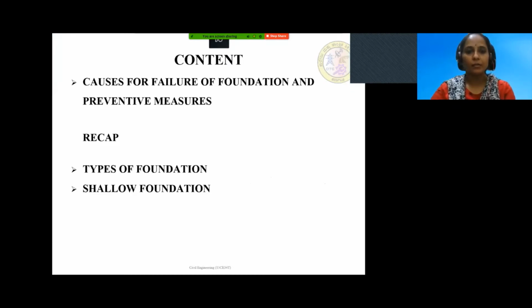Today we'll be discussing causes for failure of foundations and its preventive measures. Recap. Before going to the topic, we'll briefly discuss what we studied in the last class. Types of foundation: we studied why foundation is necessary and what its major criteria are.